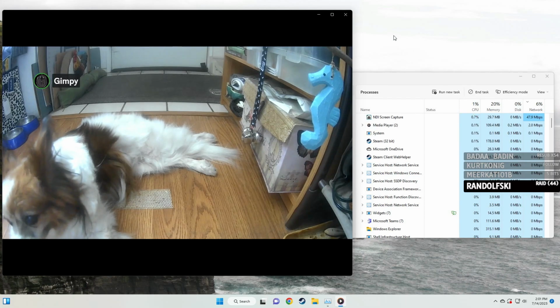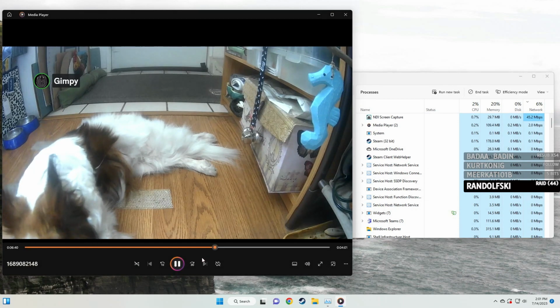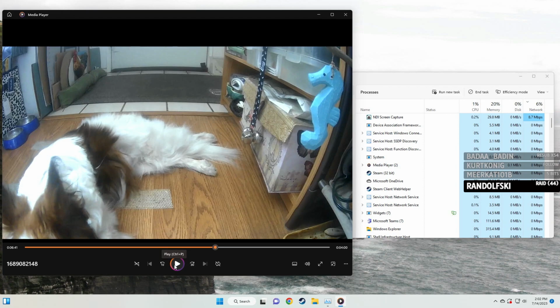Well, let's see. When the video is moving, it's sitting at about 50. And when it's paused, wow, it really jumps down. Yeah, definitely want the video running.